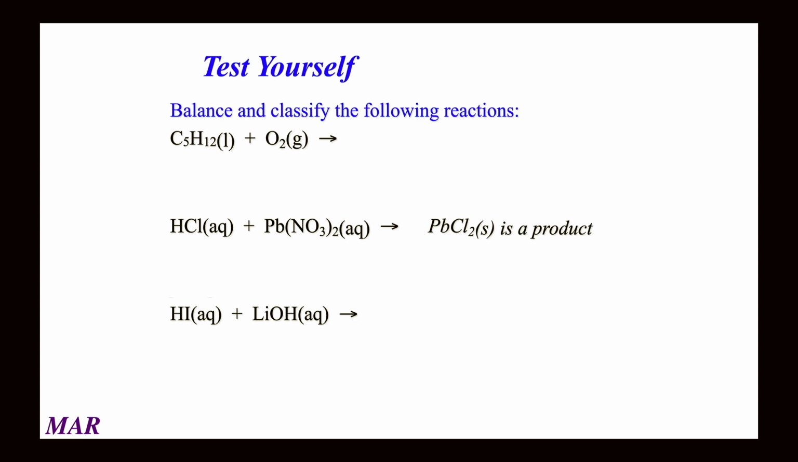So let's test ourselves. Let's figure out what kind of reactions these are, and then classify them. The first one, you can see you've got C5H12 and O2 coming together. Probably this isn't too hard to figure out. This is going to be a combustion reaction, and the products will be CO2 and water. Now, all of the carbon goes to CO2, all the hydrogen goes to water. Try to balance oxygen at the very end.